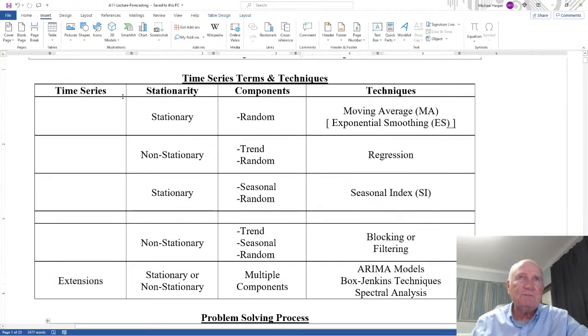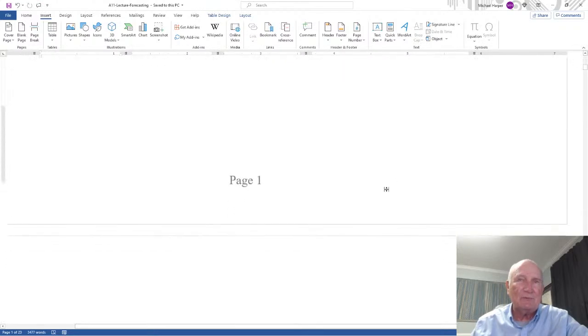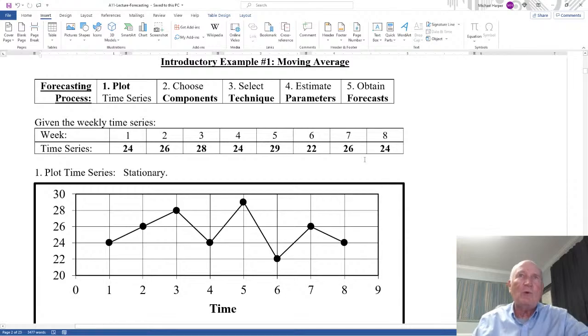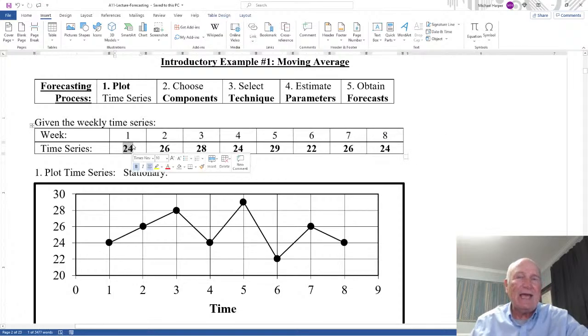So let's do the first pass through this table. The first pass with my introductory examples. Introductory example number 1 is moving average. Here's the 5-step process, and assume we have a weekly time series. Now, what a weekly time series means is that we have 8 weeks' worth of data, and every week our time series is aggregated over a week.